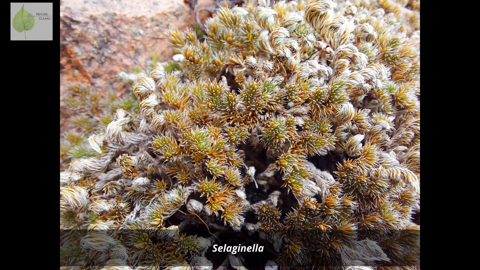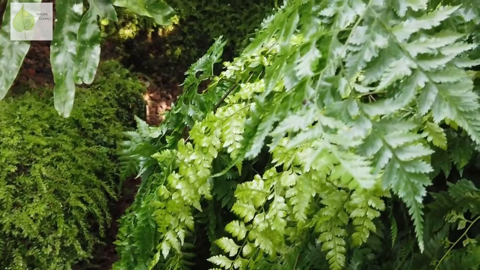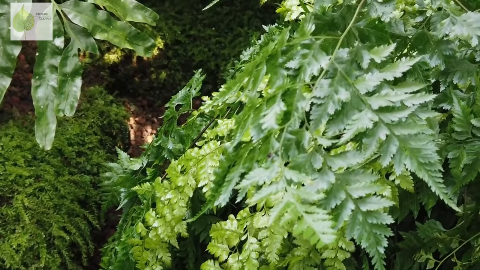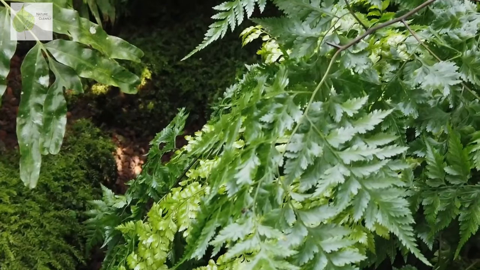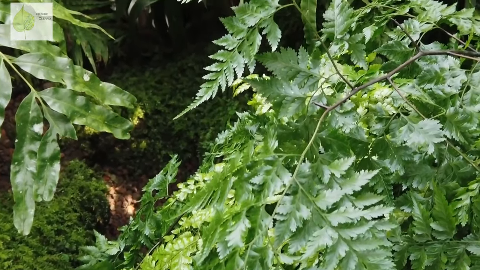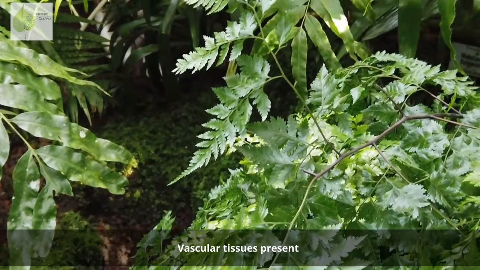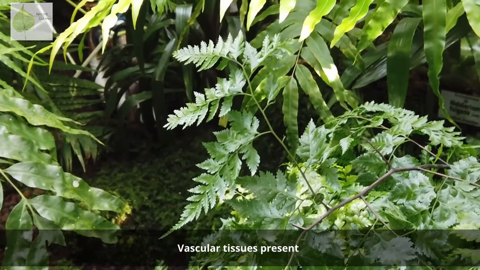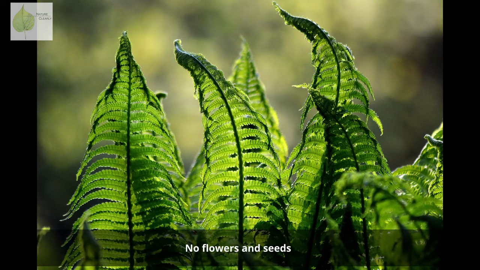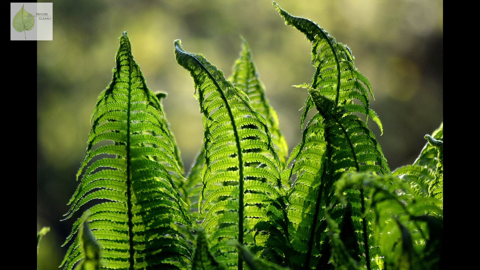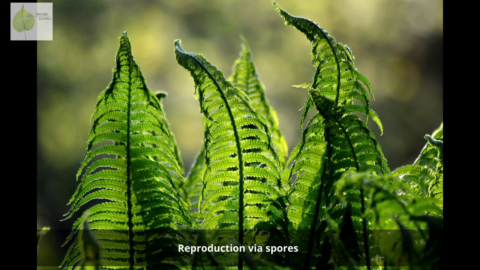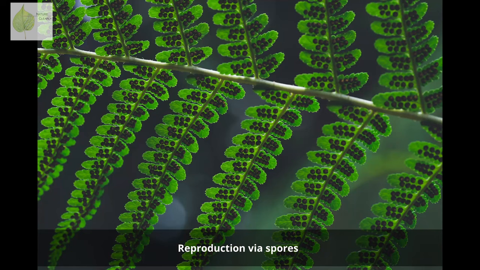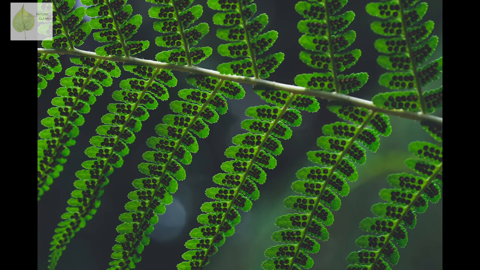To give you an idea, one of the genera belonging to spike mosses is the widely distributed Selaginella. And I probably don't have to introduce you to ferns. Their bodies have clearly recognizable roots, stems, and true leaves or fronds. Also, they can grow taller than bryophytes, thanks to the presence of vascular tissues. However, pteridophytes still lack flowers and seeds, and similarly to bryophytes, they reproduce via spores. You might have seen the sporangia with spores on the underside of fern leaves.